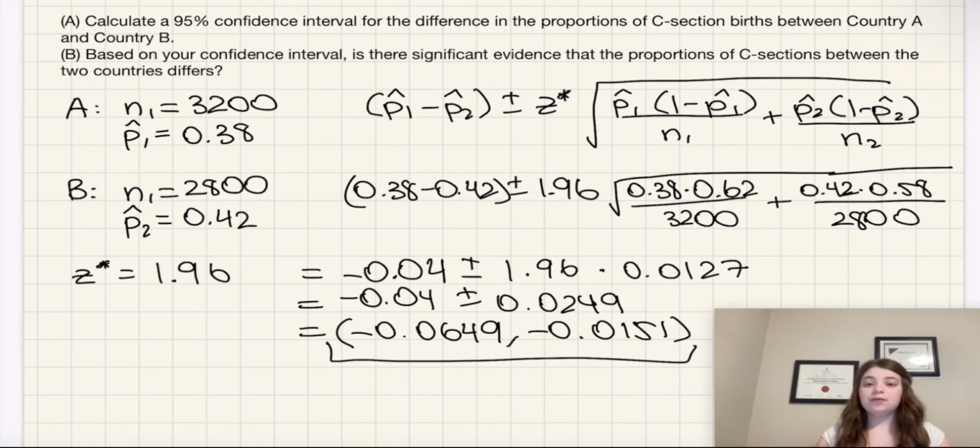And so therefore, because of that, we can say that there is significant evidence that the proportions differ, because we would need zero to be a part of the confidence interval in order for us to conclude that there isn't enough evidence to suggest that it could possibly just be natural variation.